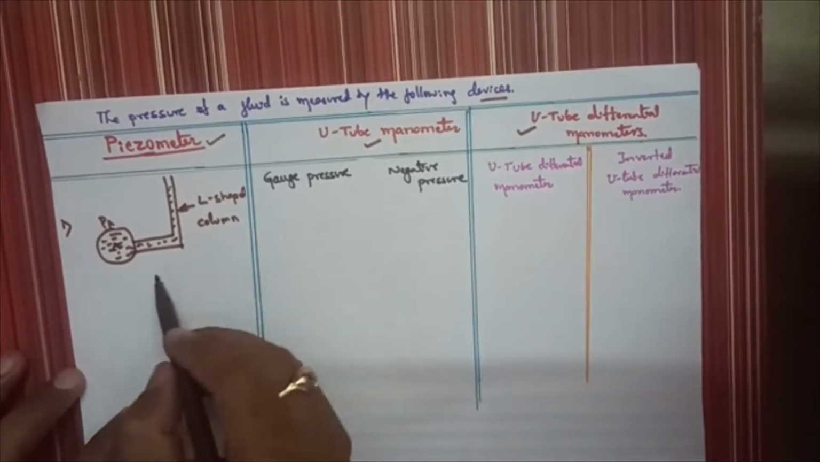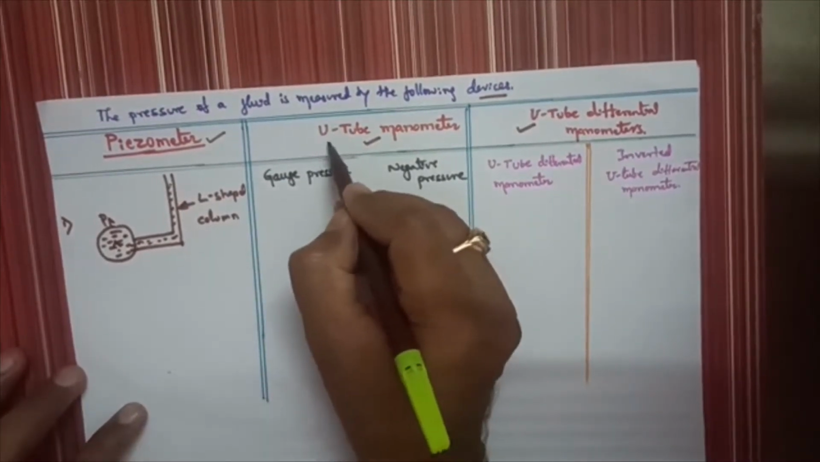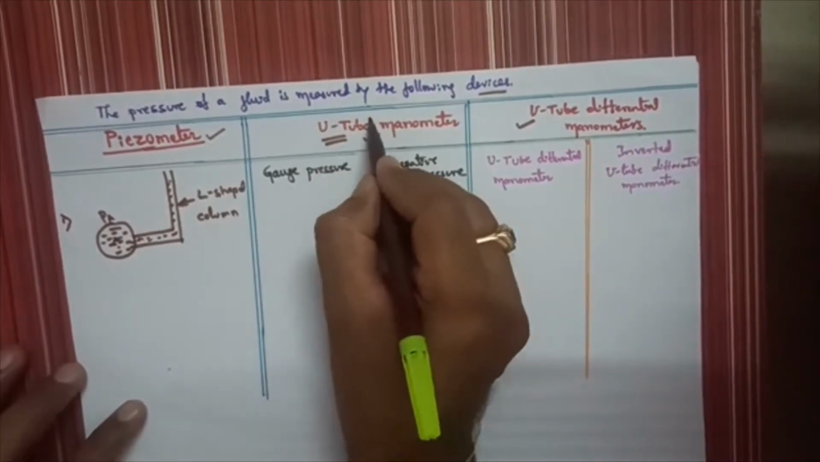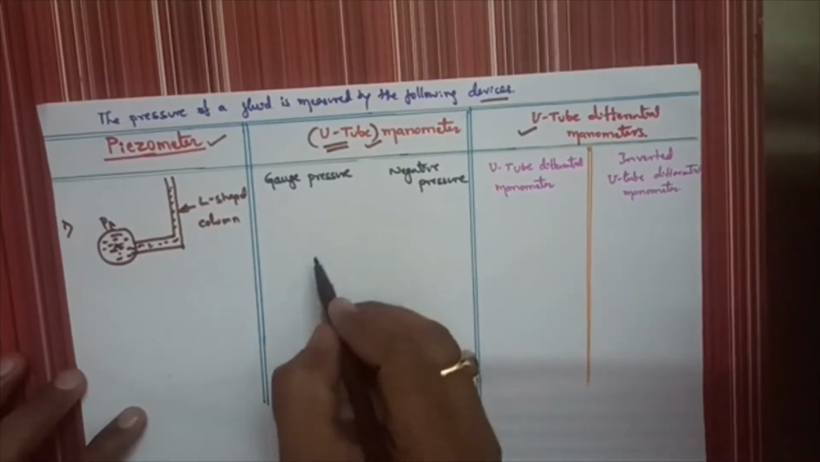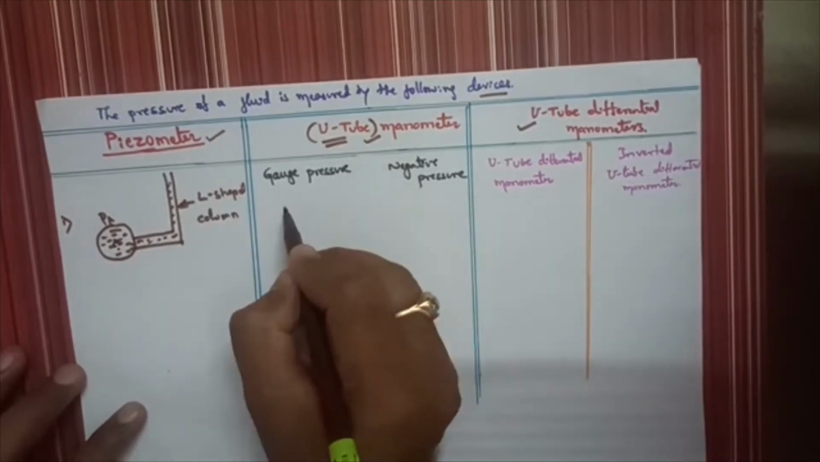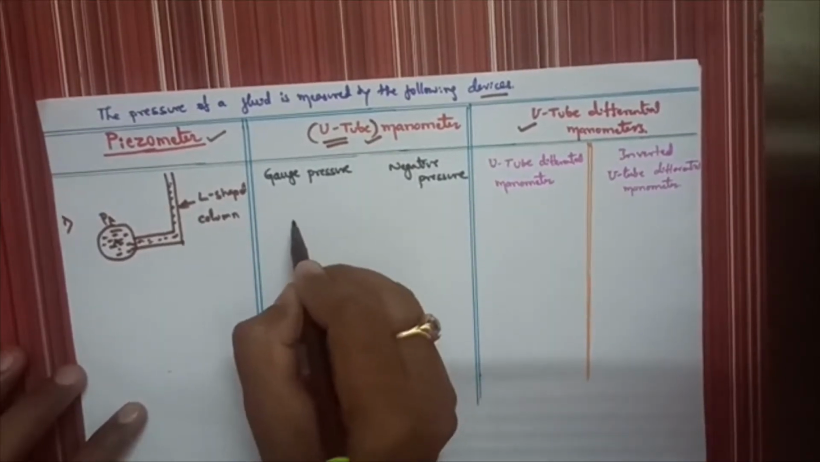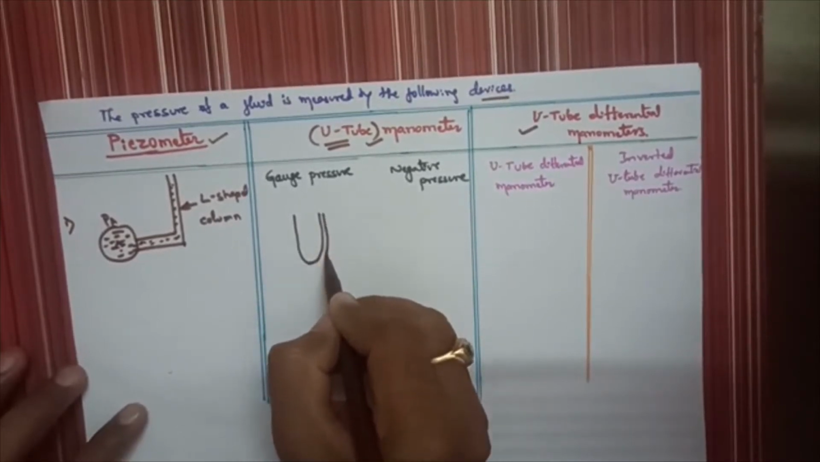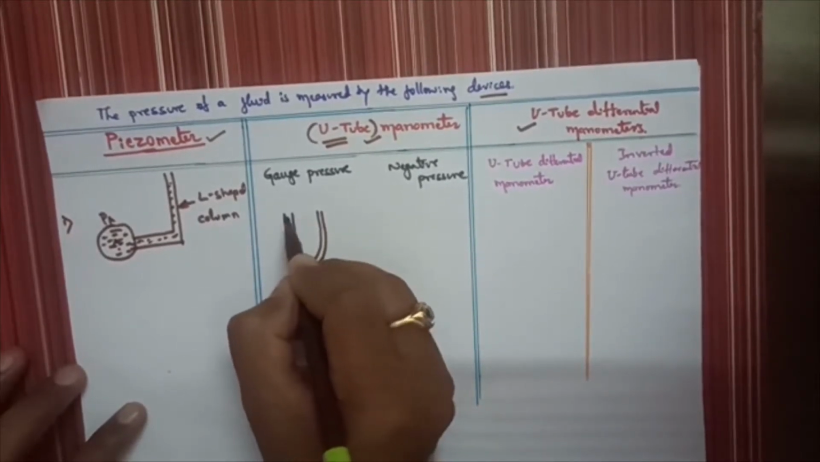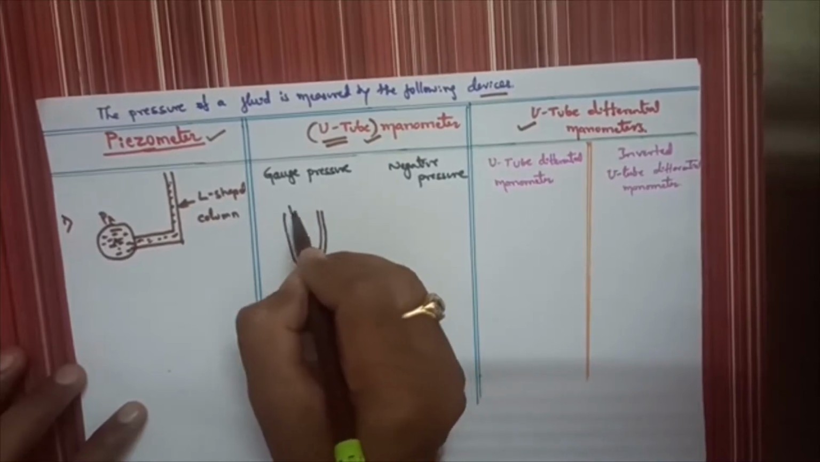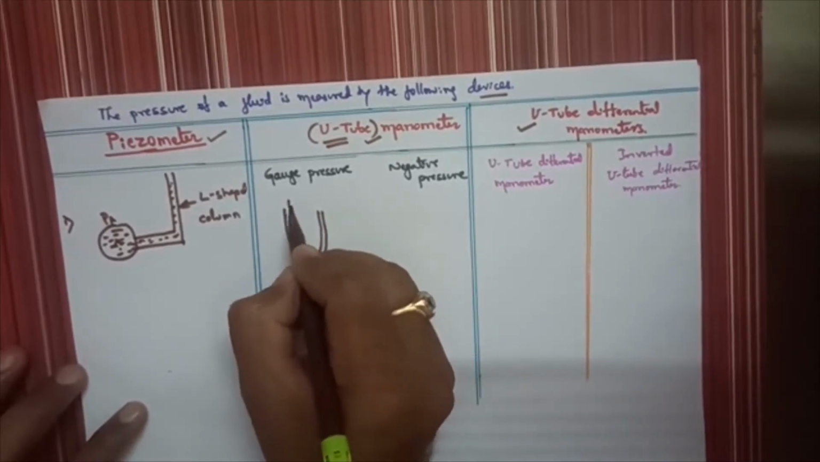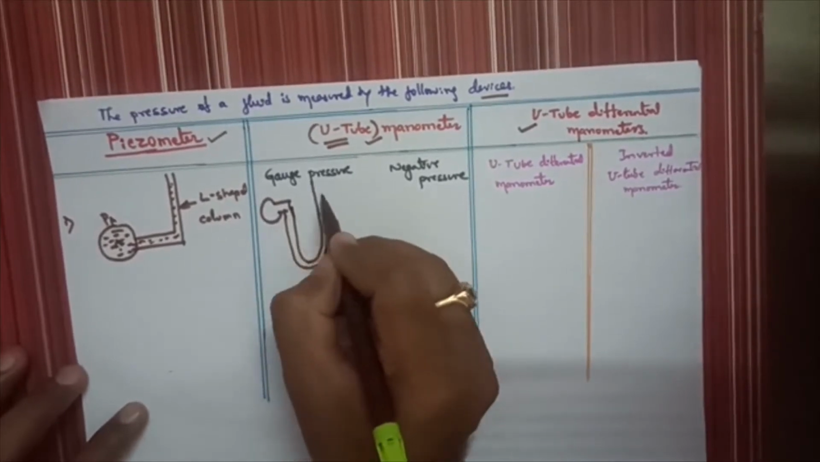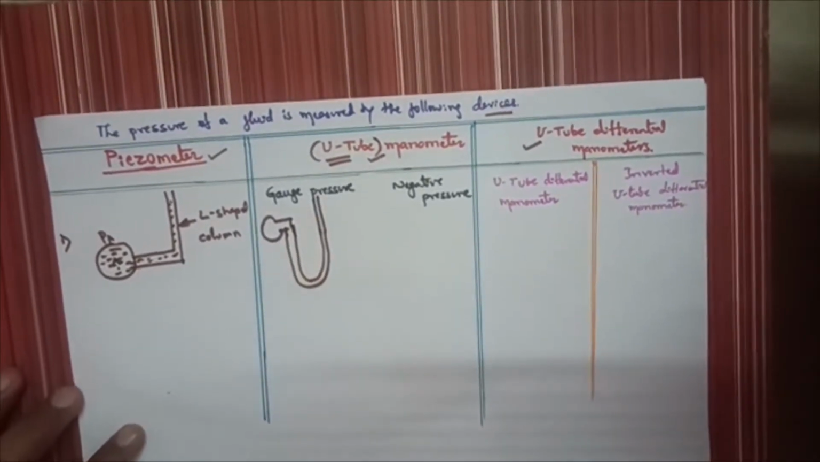Okay, in the U-tube manometer, as the name indicates, the shape of the manometer is U-shaped. There are two types, which we'll discuss later. Here the shape is a U-shaped manometer, that is the first difference. One end of the manometer is connected to the pipe where you are going to measure the pressure. Another end is open to atmosphere.